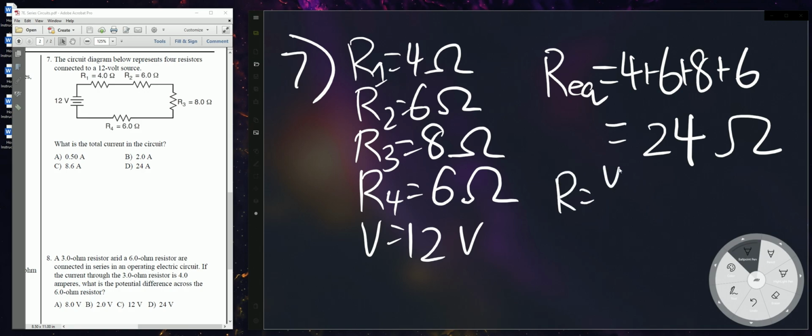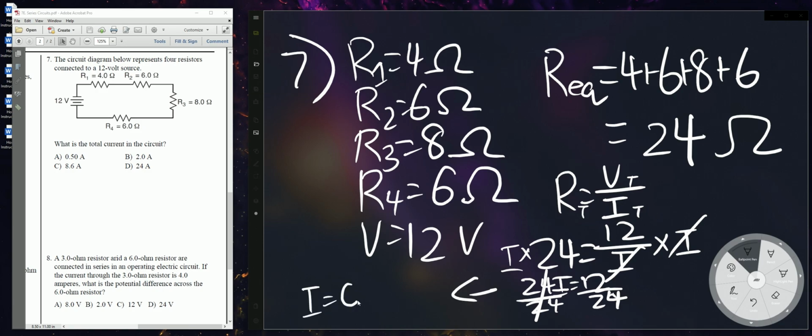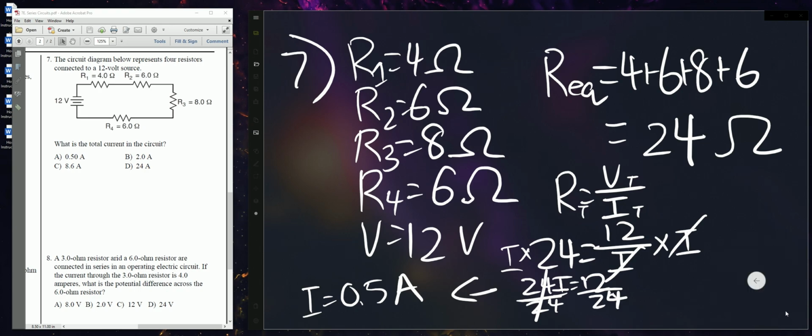And now you're going to use this formula, right? So 24 ohms is equal to 12 over I. Again, that's total. Now you're going to multiply on this side so the I's cancel out: 24I is equal to 12. Divided by 24, your I is going to be 0.5 amperes because it's 12 divided by 24. So the answer is A.